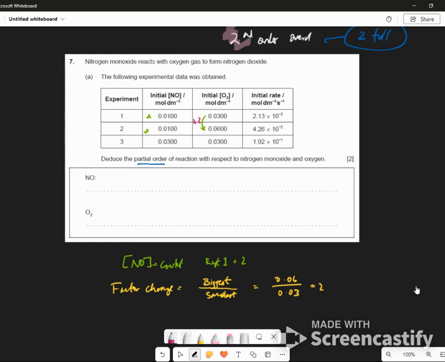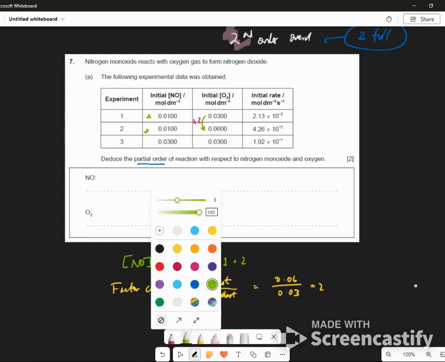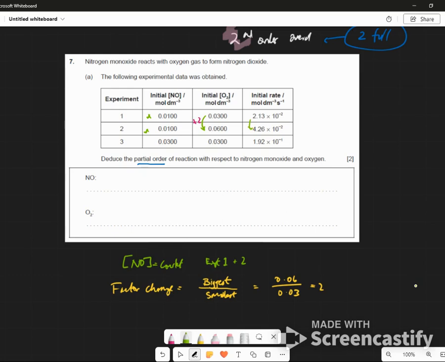Now, what's the factor of the rates then? Again, I'm going to get the biggest one, which is 4.26 times 10 to the minus 2 divided by 2.13 times 10 to the minus 2. And if you work that out, you'll get 2 again. So this is a factor of 2 as well. And in other words, I'm finding out this, aren't I? The rate is proportional to oxygen.